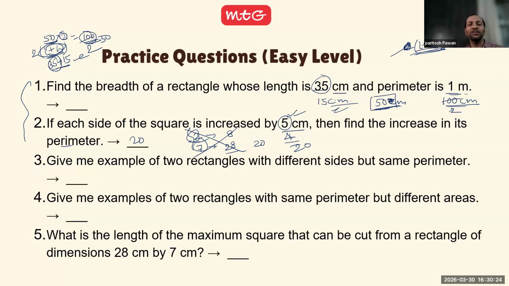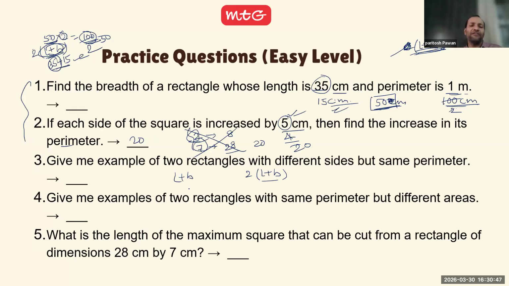Is it possible that two rectangles have different sides but the same perimeter? If the length plus breadth is the same, then we will have the same perimeter, obviously, because perimeter is 2 into length plus breadth. If two rectangles' length plus breadth is the same, their perimeter will also be the same.